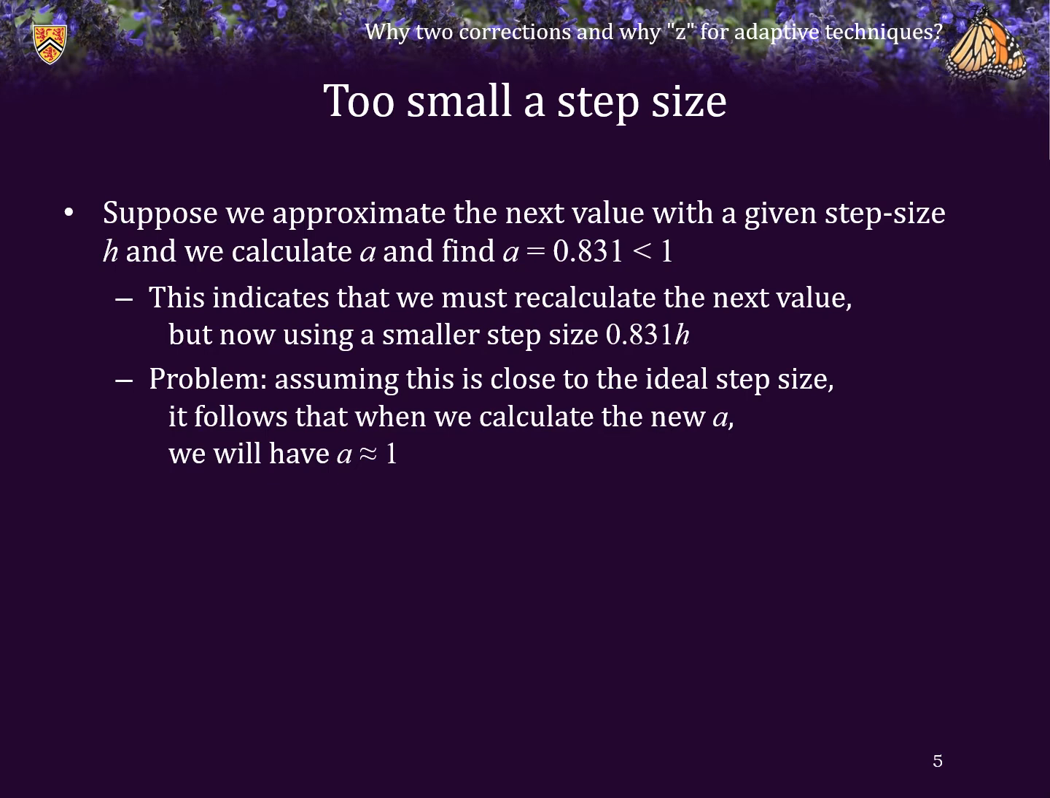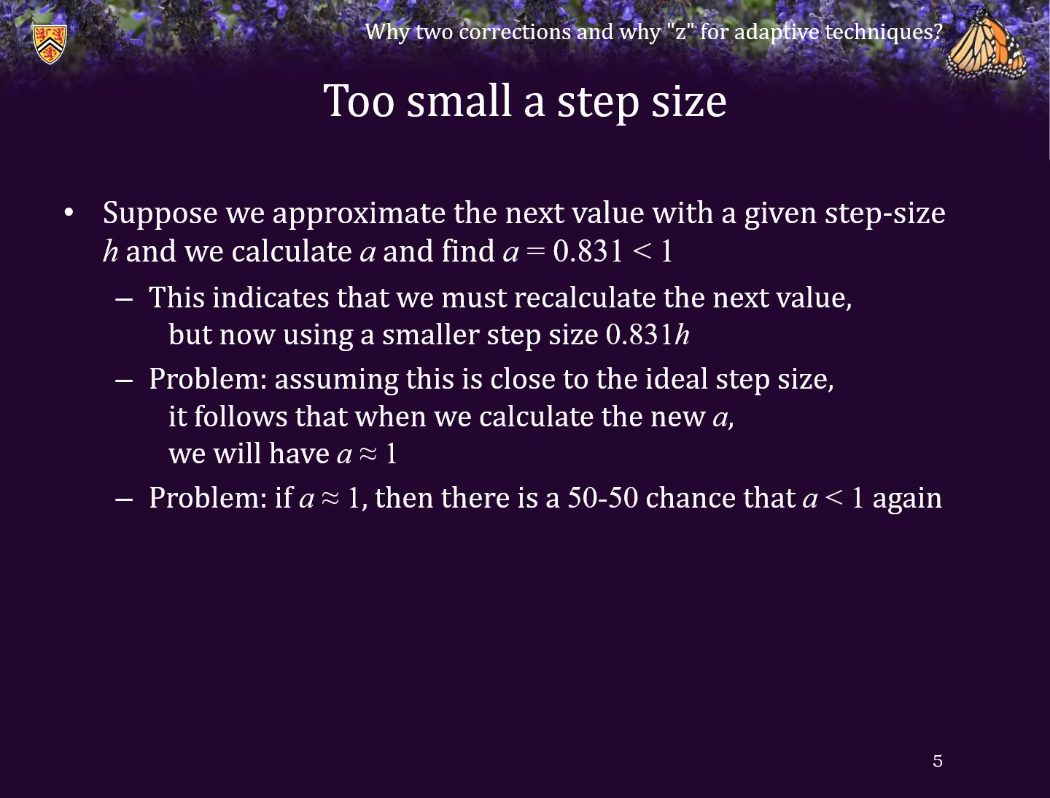with the next recalculation, we're going to calculate a new value of a, and a should be approximately equal to 1. The problem is, if a is going to be approximately equal to 1 with the next recalculation, then there's essentially a 50-50 chance that a will once again be less than 1. Thus, half the time, we will have to recalculate this step once again.